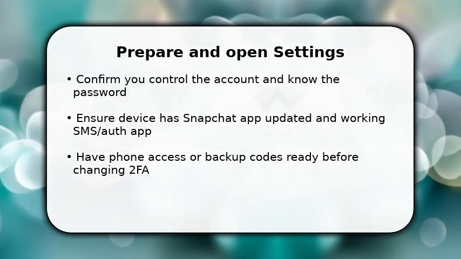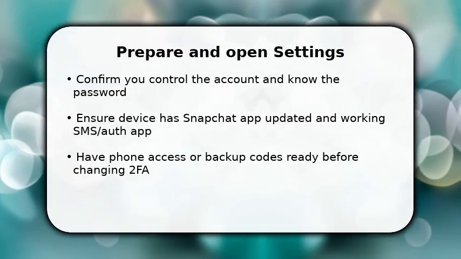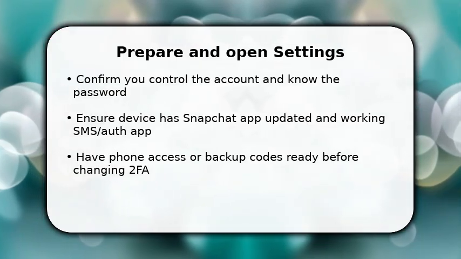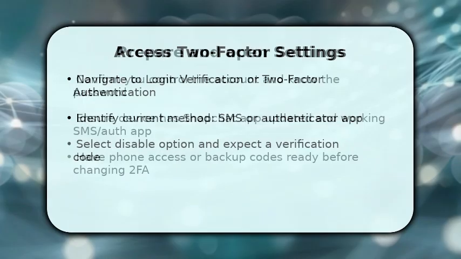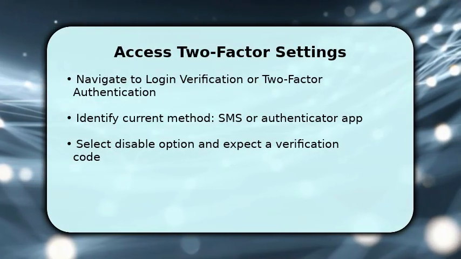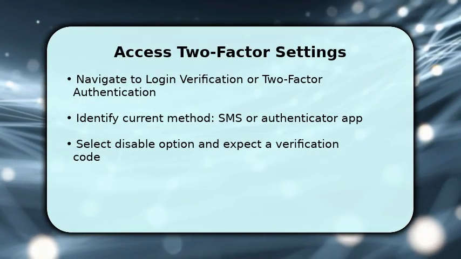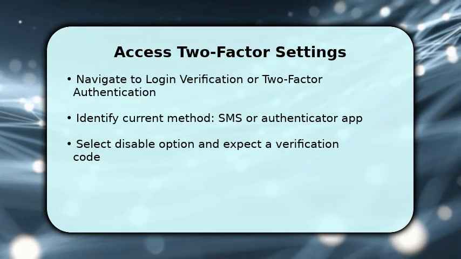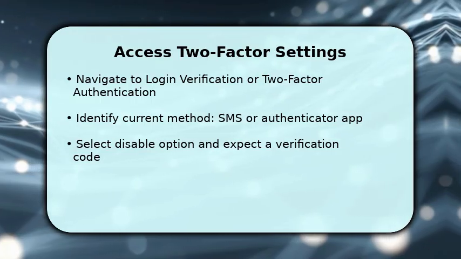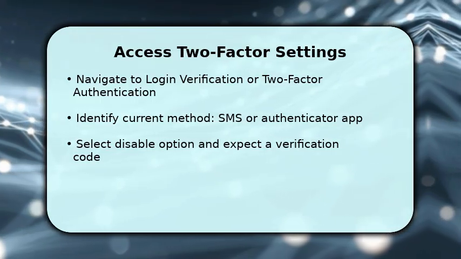Once in settings, find Login Verification or Two-Factor Authentication and open it. This is where Snapchat lists your current method. You'll see whether SMS or an authenticator app is active. Tap the active method to reveal options. Choose the Disable or Remove option.